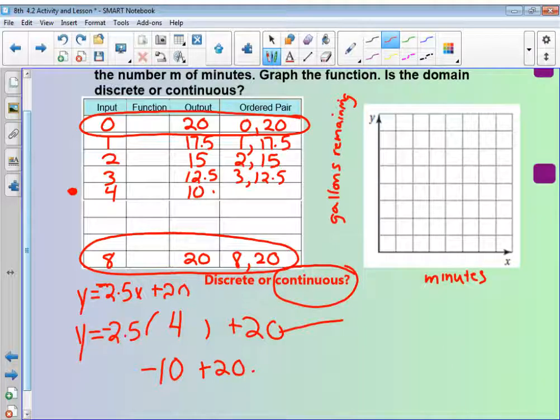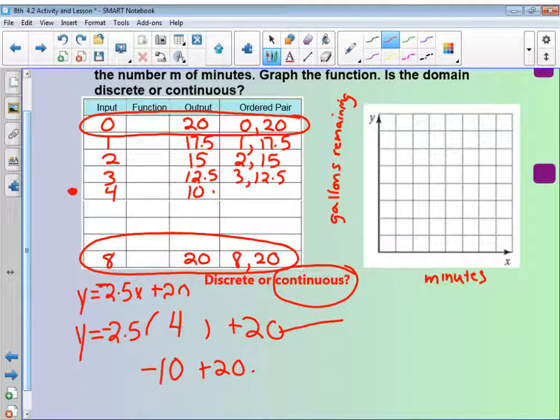Okay, so how do we know that we're done? Because if we were to continue and go into 9, well, negative 2.5 times 9 is going to give us negative 22.5. We can't have negative gallons. Okay, so that's how we already know that it's empty. And I'm thinking about the scenario as I'm going. Okay, so I'm going to go ahead and set up my graph.